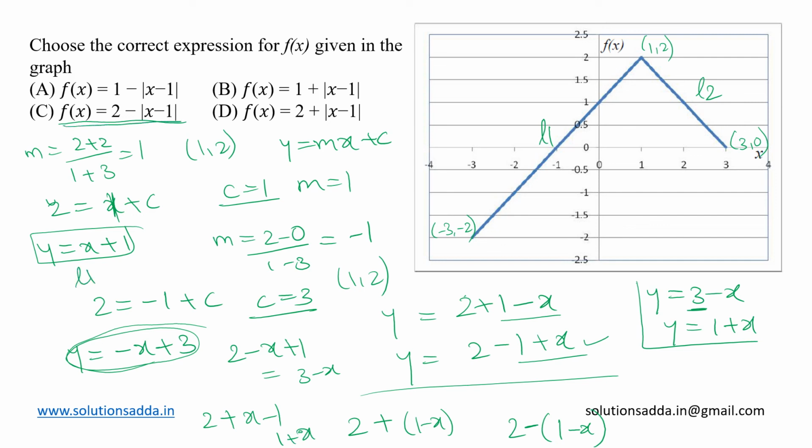Hence this particular equation represents both these lines. When we open this with positive and negative sign, that's where they have put a modulus over there, and hence this is the equation which represents the given graph. So the correct option is C.